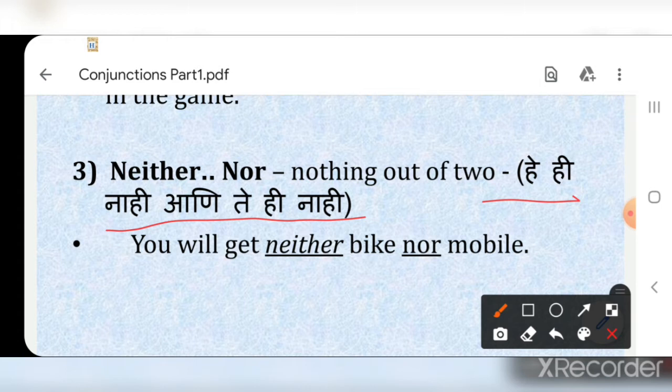I mean nothing out of two. Okay, so here you will get neither bike nor mobile.